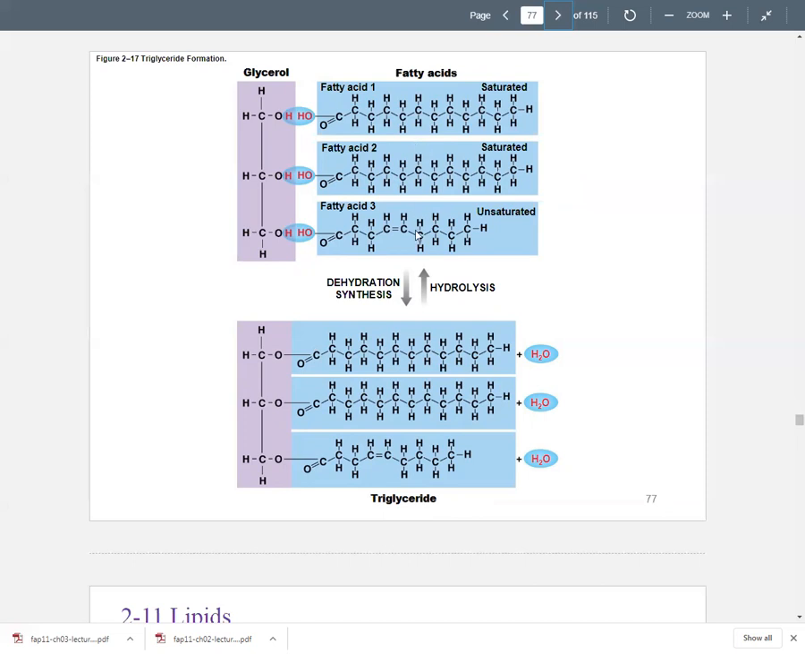Okay. So if you use water to break something, what process is that called? Hydrolysis. If you make a polymer and you release water, what process is that? Dehydration synthesis. Excellent.